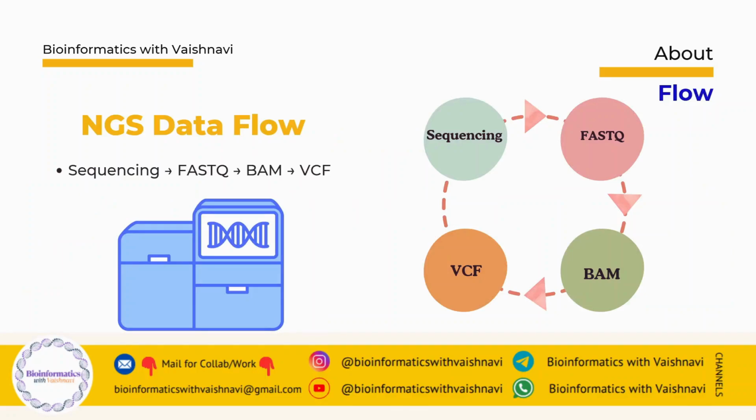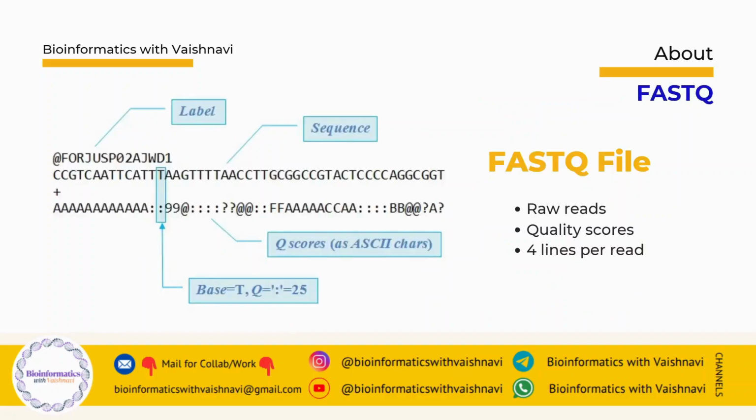Before going into detail, let's look at the big picture. In most NGS projects, the data workflow looks like this: sequencing, FASTQ, BAM, VCF. You don't need to remember anything else right now. Just remember this flow: sequencing, FASTQ, BAM, VCF. Now let's break it down.